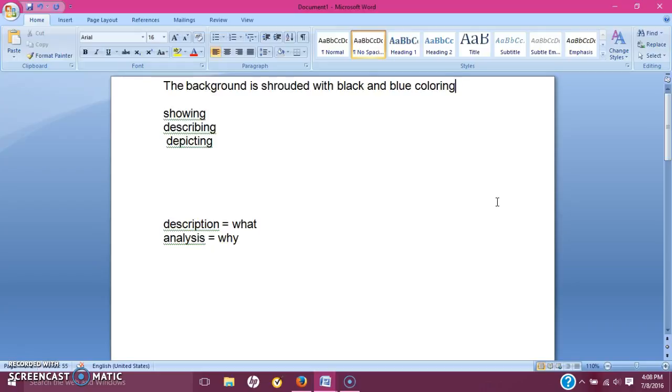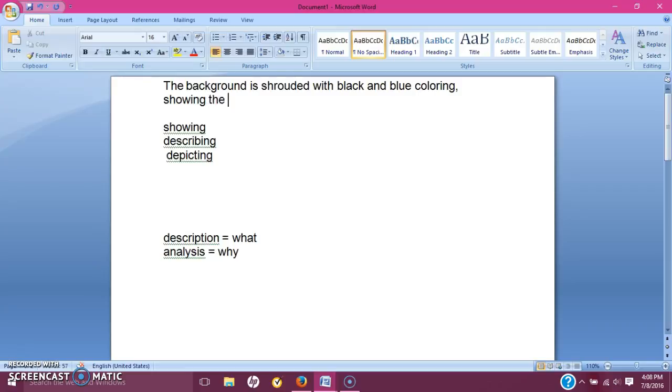So the background is shrouded with black and blue coloring, showing the dark nature of the purge, who knows, or the mystery behind the night, or whatever this black and blue, or just black or just blue, or whatever the implications of that are, then you would put them here. So just be very clear about why things are important in your descriptions and also in your analysis.